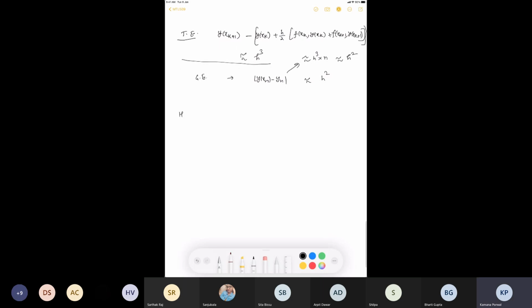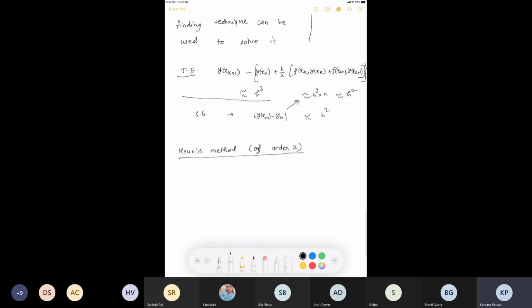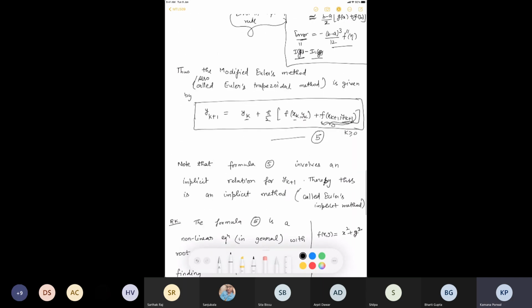So this method is called Heun's method. This is Heun's method of order 2, because Heun has another method as well. That's why we refer to it with the order here. Now, what is the modification? How do we modify this method so that it also becomes explicit, and we still have the order of convergence for the truncation error as h cube?